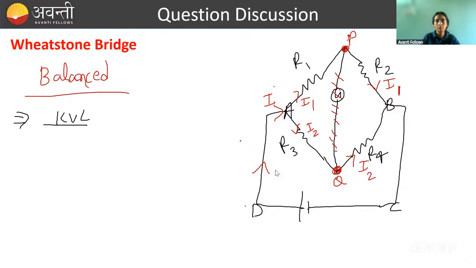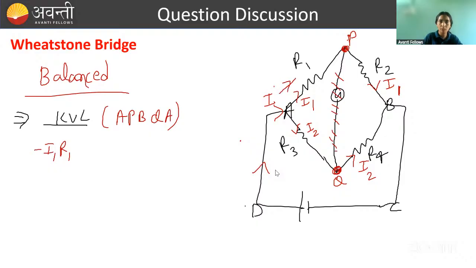Is it okay? If you're telling, I will write that. चलो लिखते हैं. If we do that, what you will write in this loop? A P B Q A. Somebody said me this. Let's write it. So minus I1 R1. Now I'm assuming you know how to write KVL. So I'm not going to.